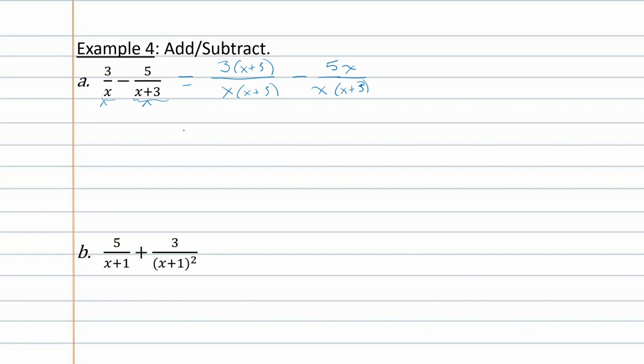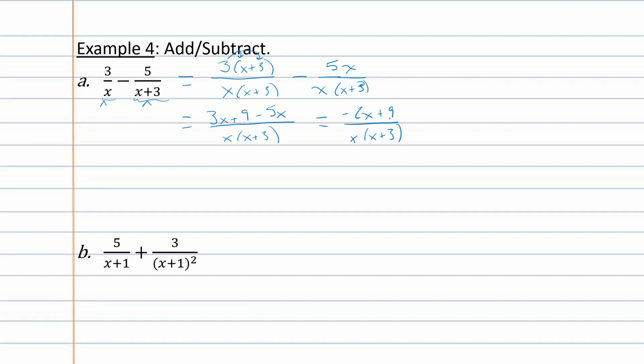Okay. All right, now we need to simplify some. So I'm going to distribute the 3 here to the x and the 3 to the 3. So it looks like 3x plus 9 minus 5x all over x times x plus 3. Okay. Now 3x minus 5x is negative 2x. So I'm looking at negative 2x plus 9 over x times x plus 3.